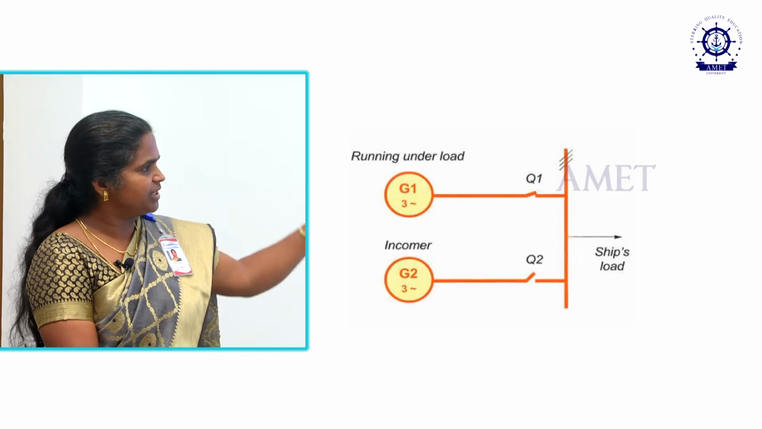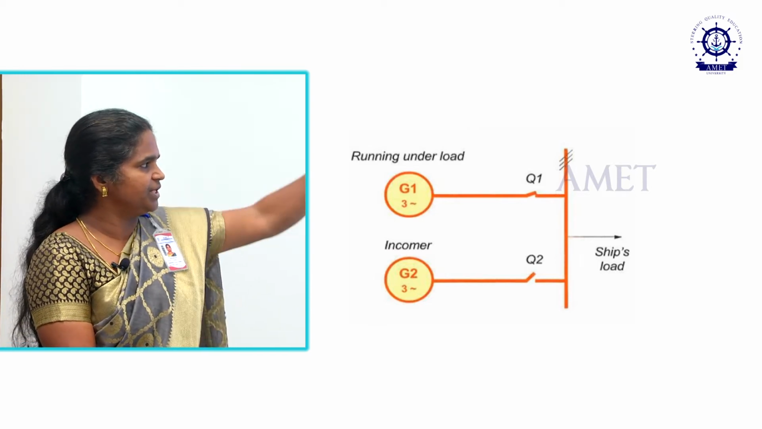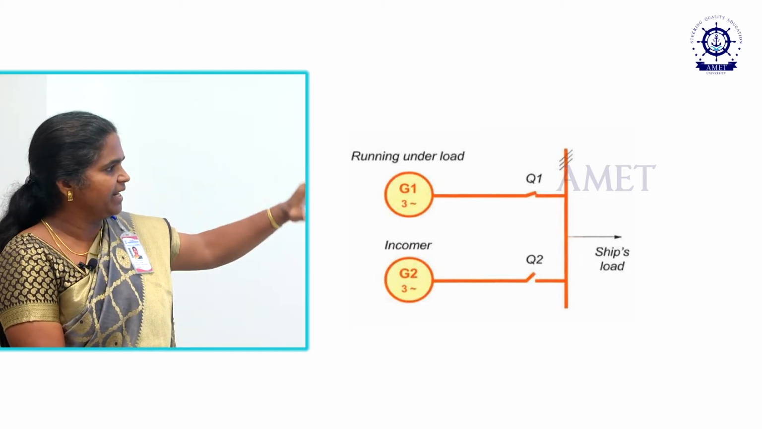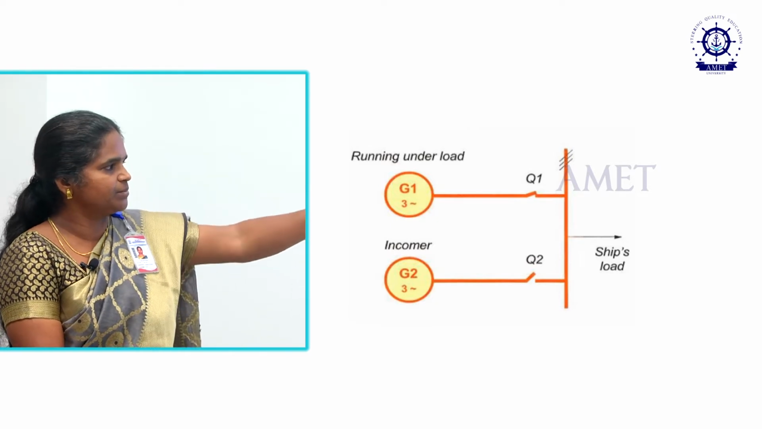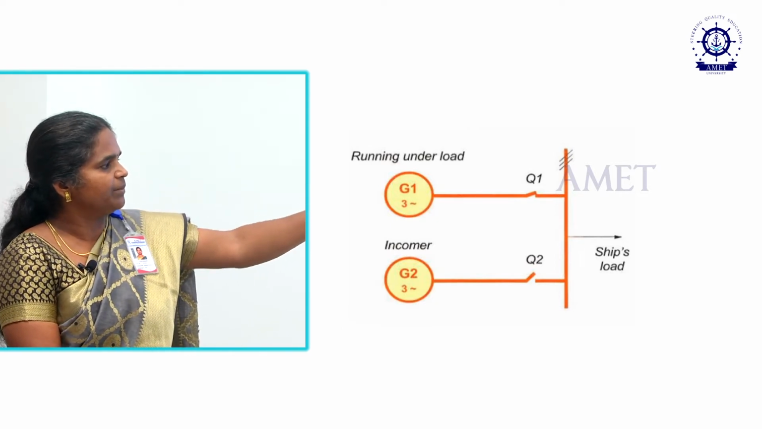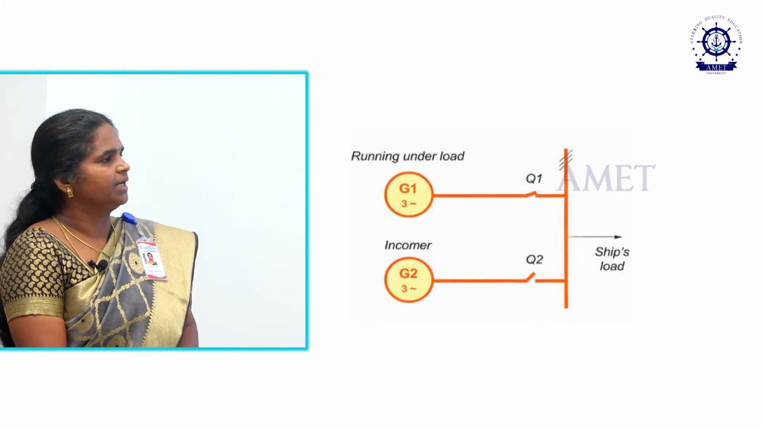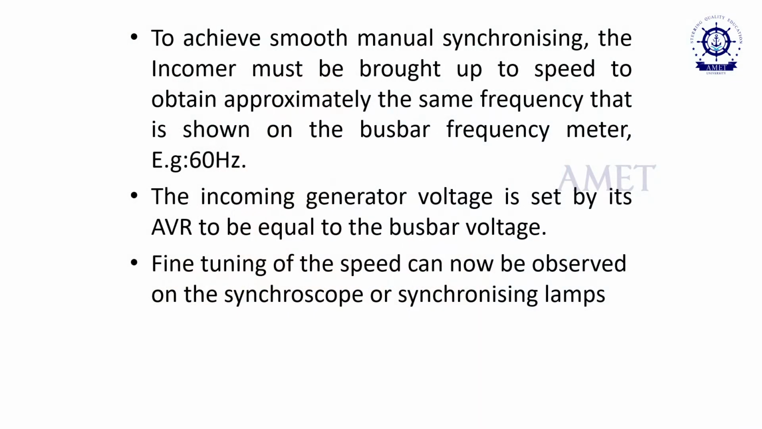Both the generators will be sharing the ship load, so the output will be the ship load. The generators will be generating the electrical supply, with both running in parallel. The output of both the generators will be connected to the bus bar, and from the bus bar they can take the output required for the ship load. To achieve smooth manual synchronizing, that is a parallel operation.